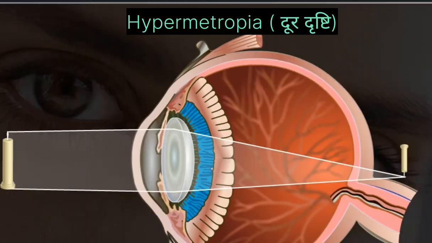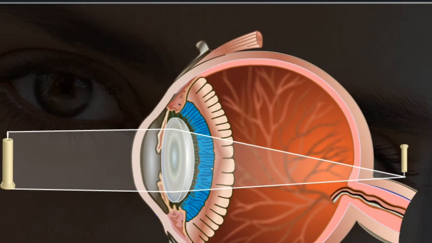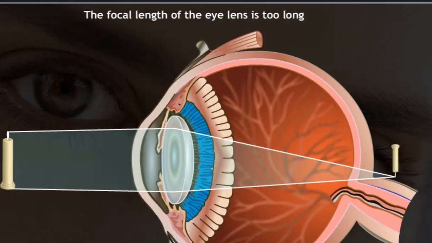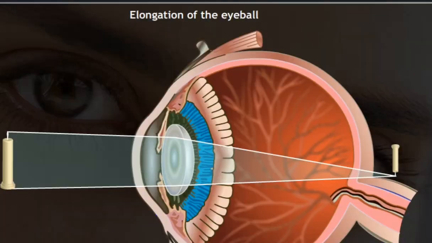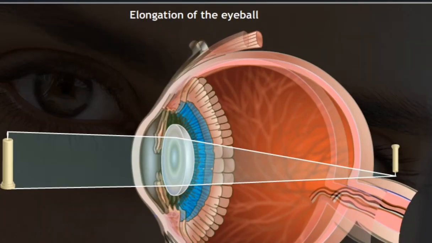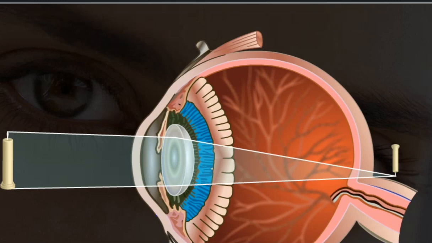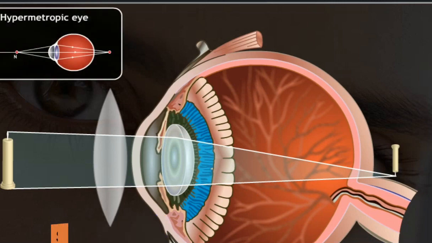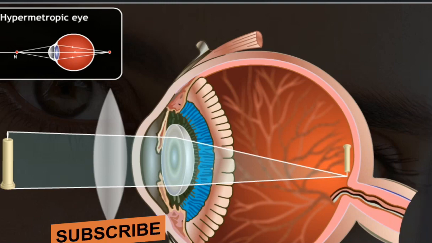The person has to keep a reading material much beyond 25 cm from the eye for comfortable reading. This is because the light rays from a close-by object are focused at a point behind the retina. This defect arises either because the focal length of the eye lens is too long or the eyeball has become too small. This defect can be corrected by using a convex lens of appropriate power. Eyeglasses with converging lenses provide the additional focusing power required for forming the image on the retina.